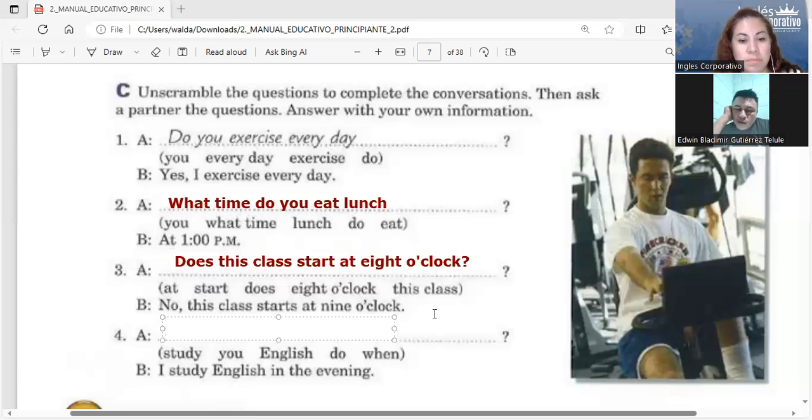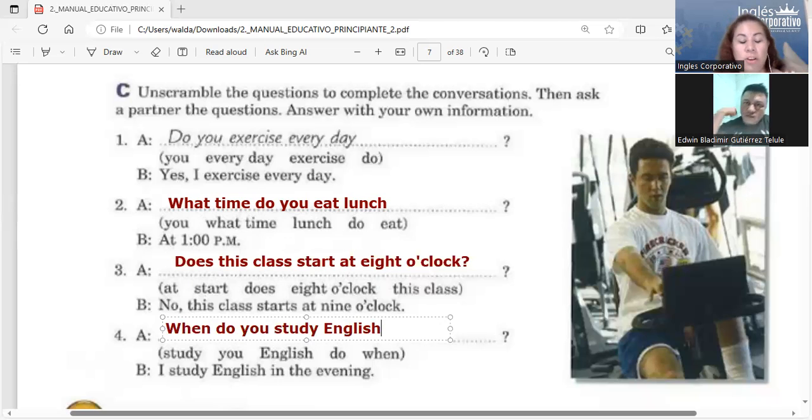When do you study? When do you study English? When do you study English? Very good. Excellent. I mean, good for you. You corrected yourself. It's not study, that's study. So that's excellent. Good for you. Okay. Very, very good.